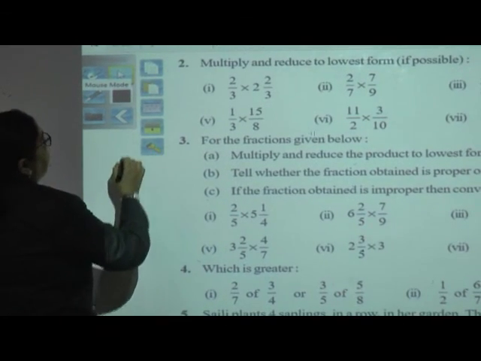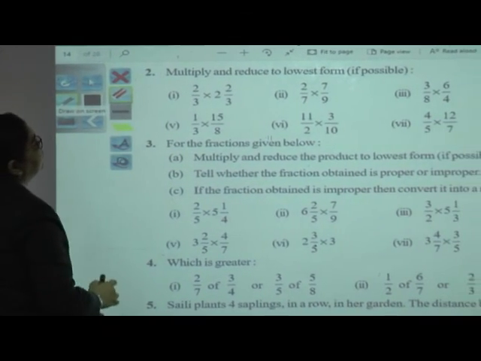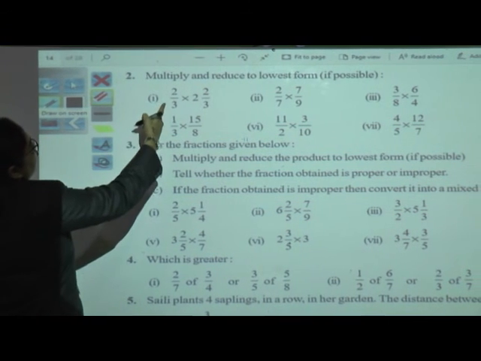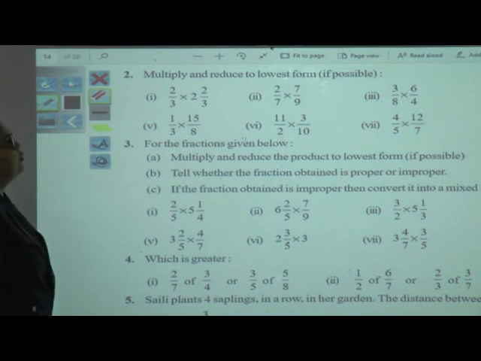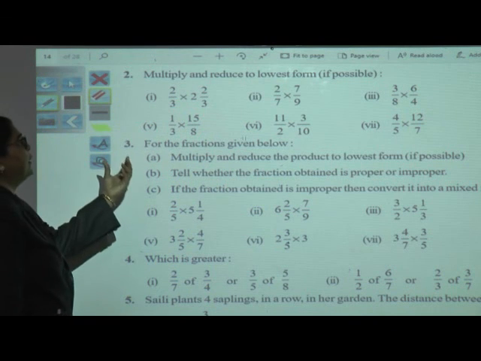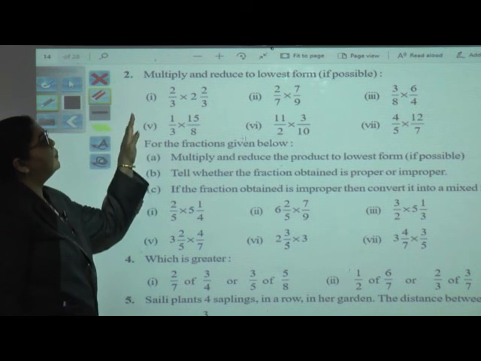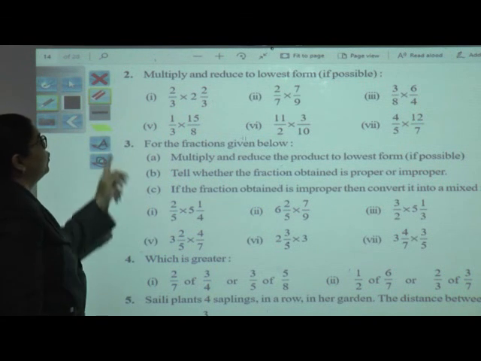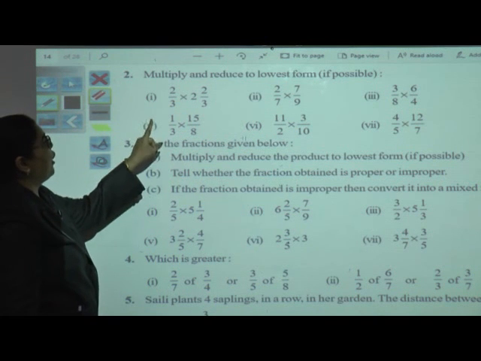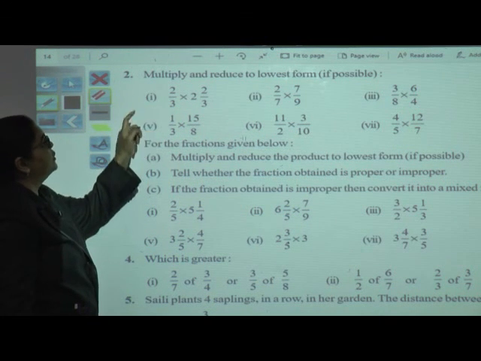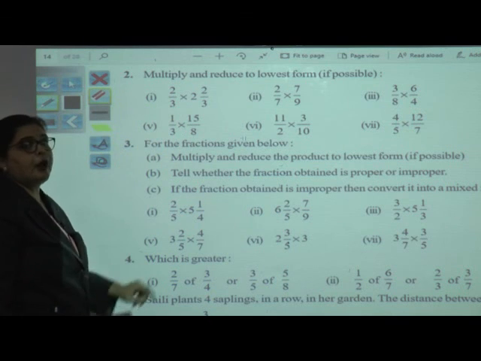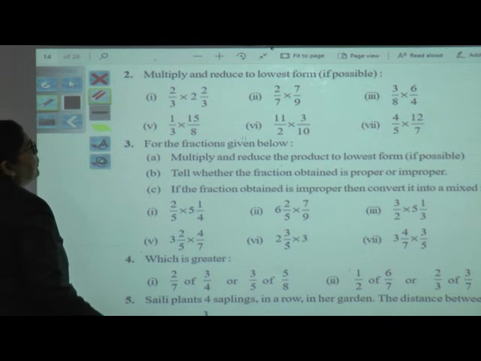Another question we will try to solve. What is here? 2 upon 3 multiplied by 2 whole 2 upon 3. What are we doing here? We are multiplying a fraction by a mixed fraction. So, what do we have to do first? We have to write 2 upon 3 as it is, multiplied by the mixed fraction, which we have to convert into an improper fraction.